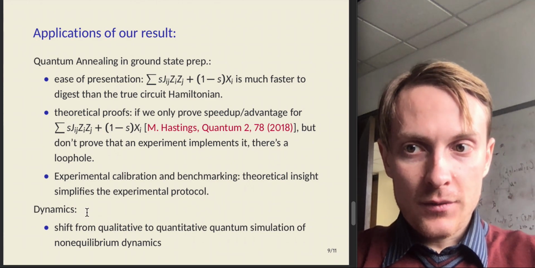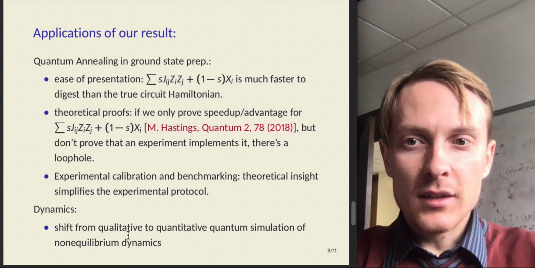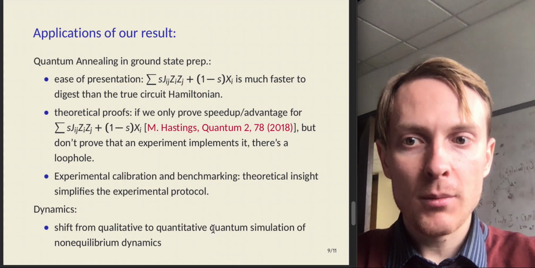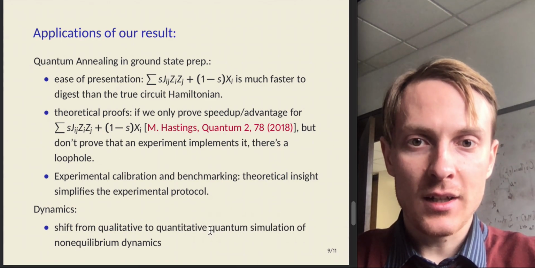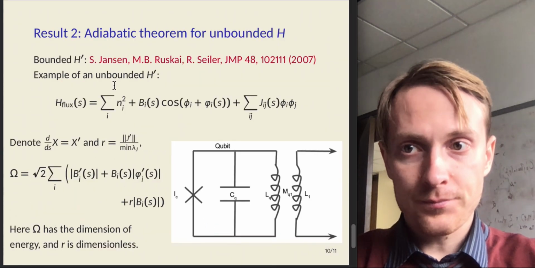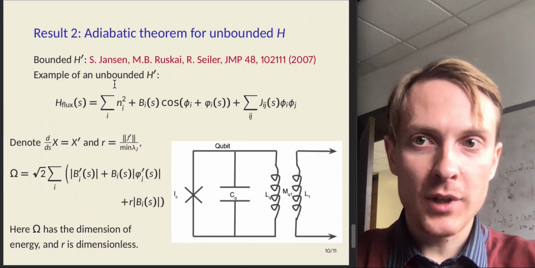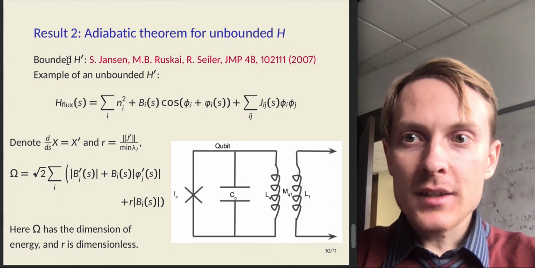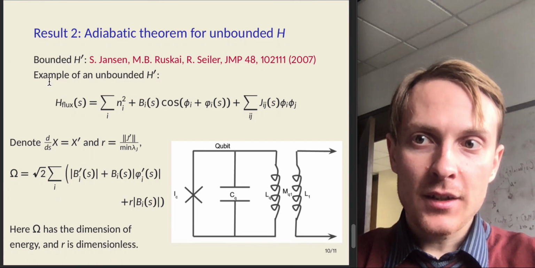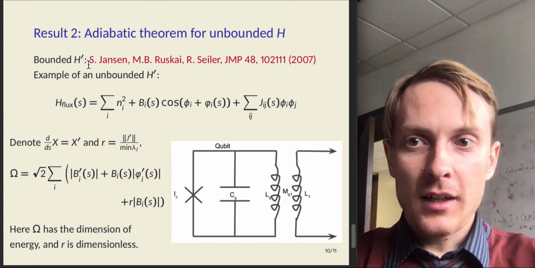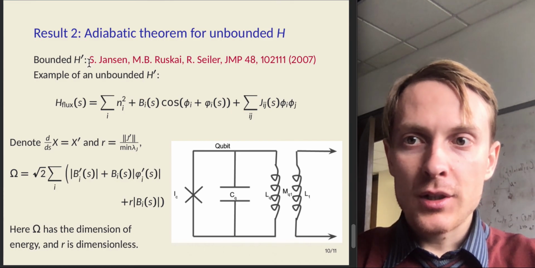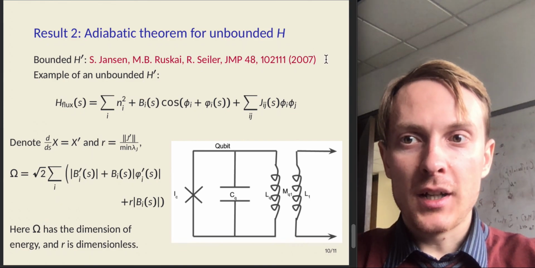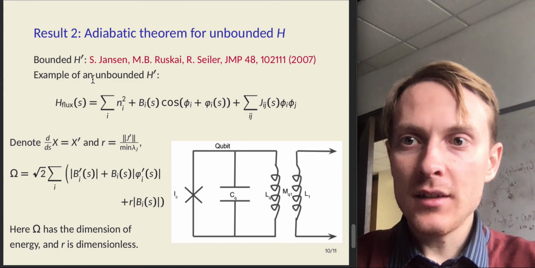If we are in the context of dynamics, then the only way to make quantitative statements about quantum simulation of non-equilibrium dynamics is to use some kind of a result like ours. So now I would like to briefly state the more technical second result. The thing is that the effective Hamiltonian or adiabatic theorem would have to be accurate to some error, and that error has been precisely presented by the adiabatic theorem stated in the paper by Janssen.